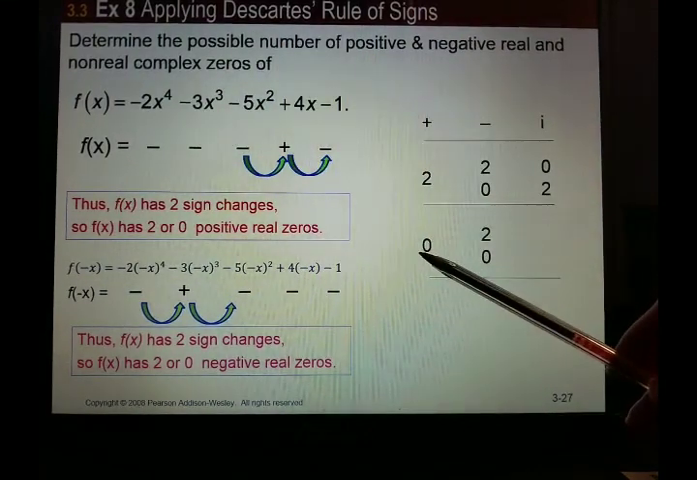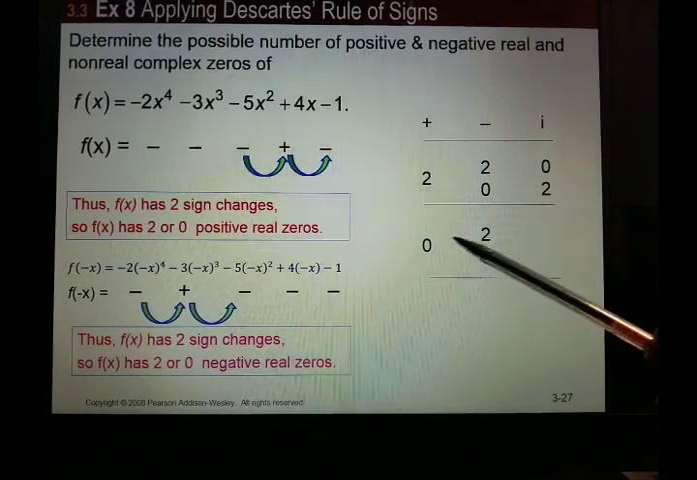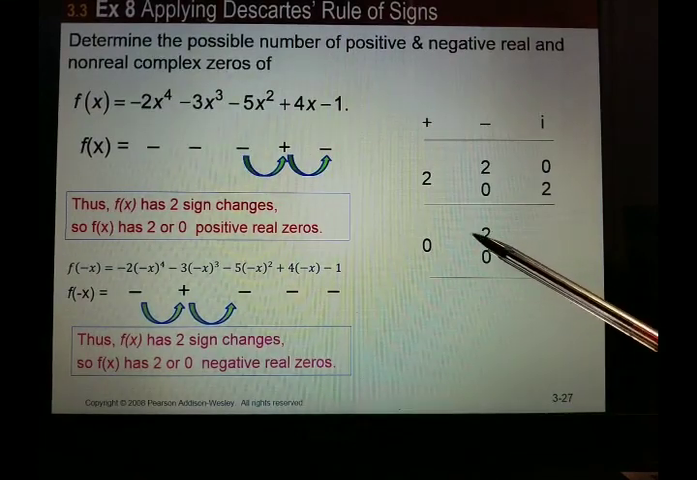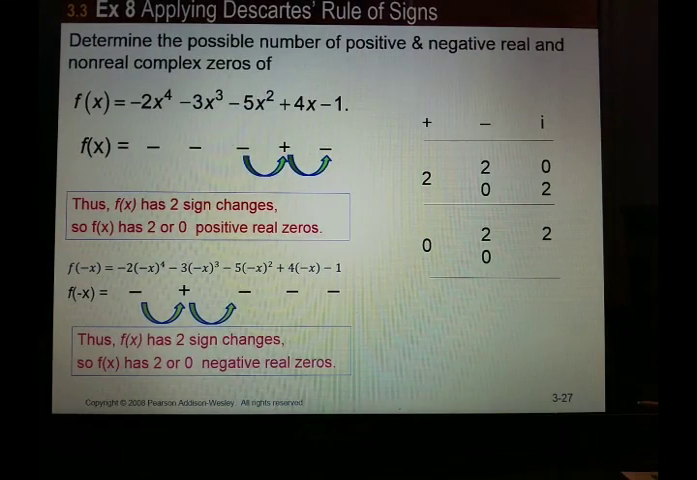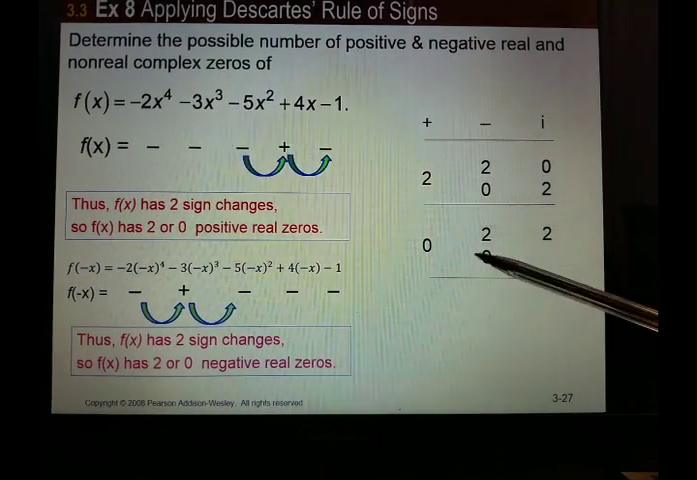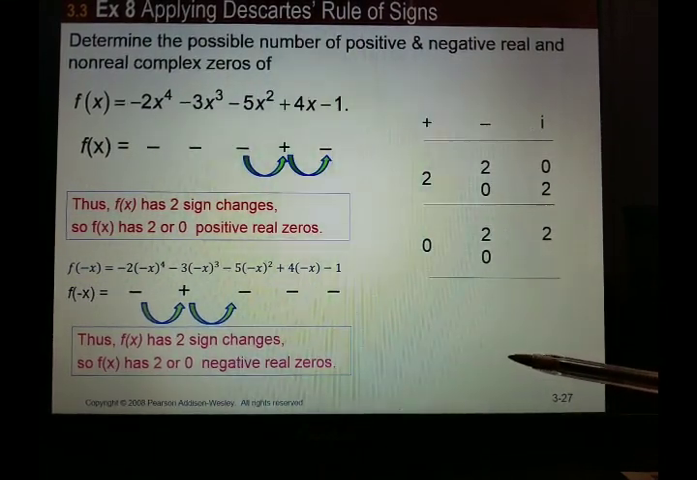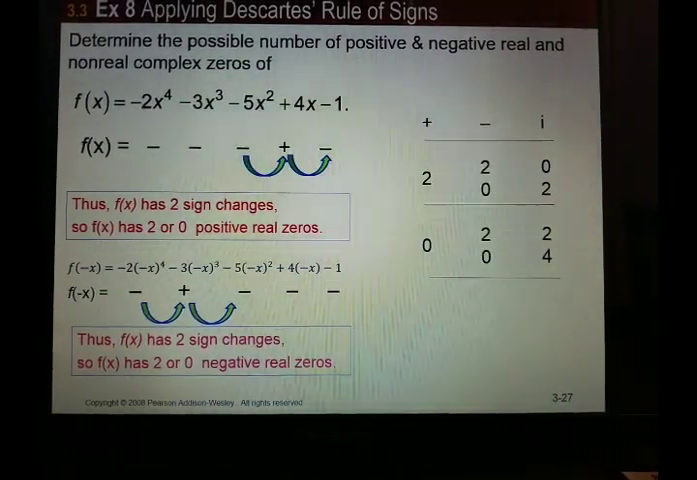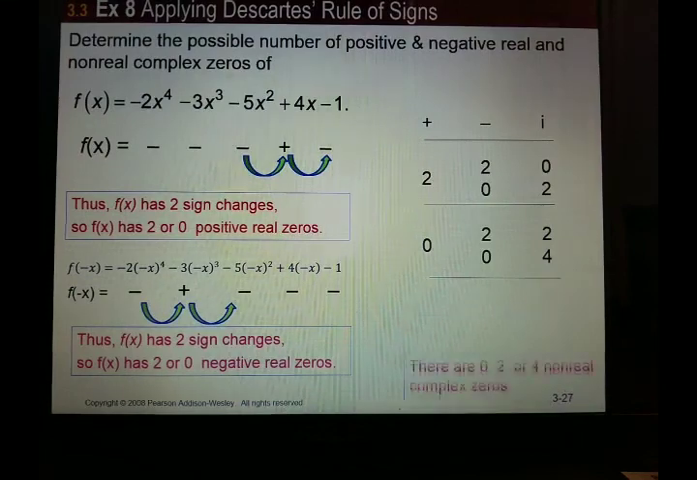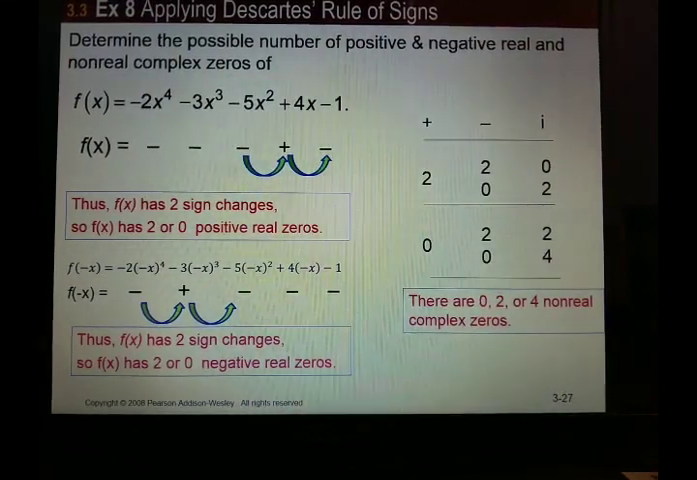If I have no positives and 2 negative roots, that's only a total of 2 roots there. I'm supposed to have 4 total, so that would give me 2 non-real. If I have no positives and no negative roots, then I would have to have 4 imaginary roots. So therefore, I'd either have 0, 2, or 4 non-real complex roots.